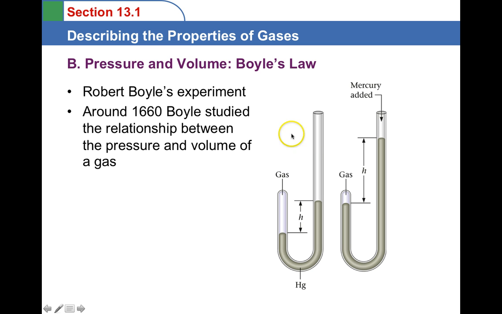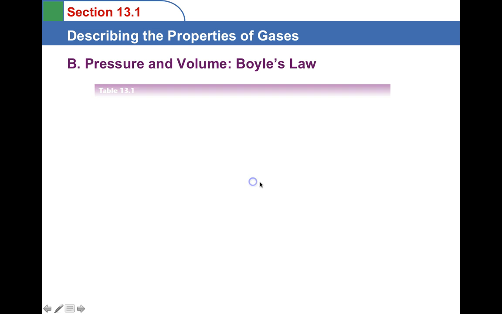As he added more mercury, he noticed that the pressure over here would increase, right? So as the difference in height increased, there must be pressure increasing here to keep that height difference.